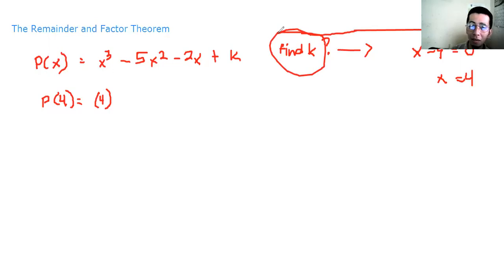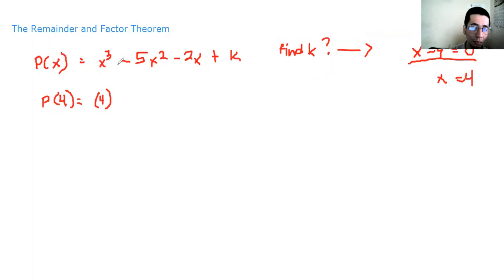Kasi kailangan natin mahanap si k para malaman natin na si x minus 4 is factor nga talaga ng polynomial natin, ng given natin na polynomial na x cubed minus 5x squared minus 2x plus 3. Okay? So, kapag meron naman ganitong mga tanong, kasama na din naman si given na isang factor. Okay? Na yung factor na to, given na din talaga siya. Kasama siya sa tanong. Okay?